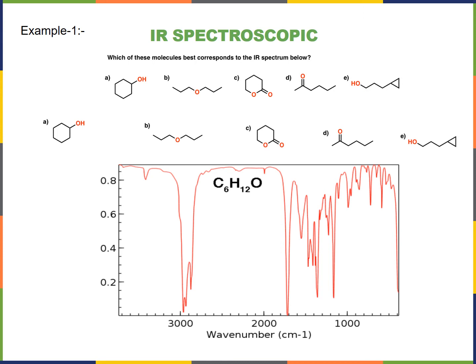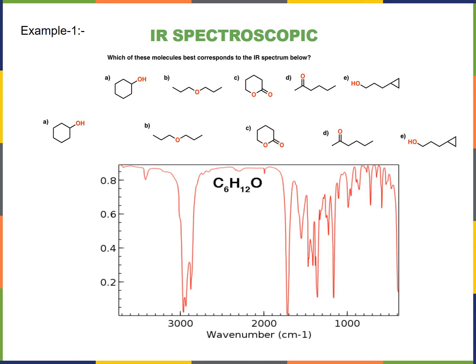Now B, similarly, there is no carbon double bond oxygen peak for this compound. It is an ether, so there is a peak around 1100 for carbon single bond oxygen, but there is no peak for carbon double bond oxygen, so B is also ruled out. What about C? Now C contains an ester bond, so it contains carbon double bond oxygen, but the index of hydrogen deficiency is 2, because there is one carbon double bond and there is also a cycle, so C is ruled out.